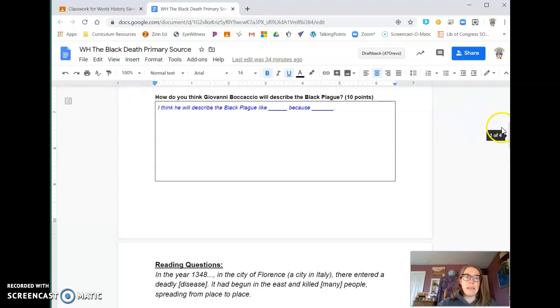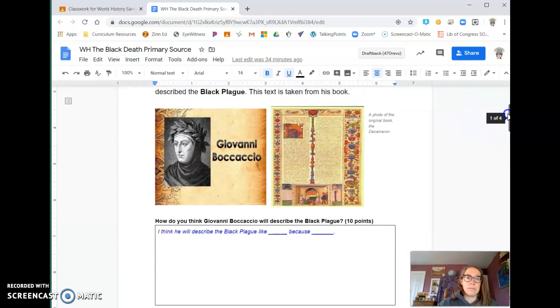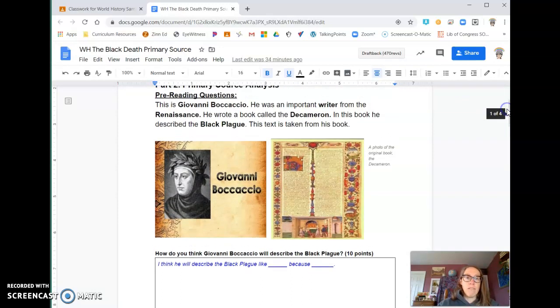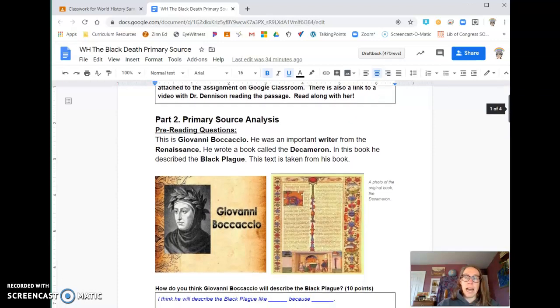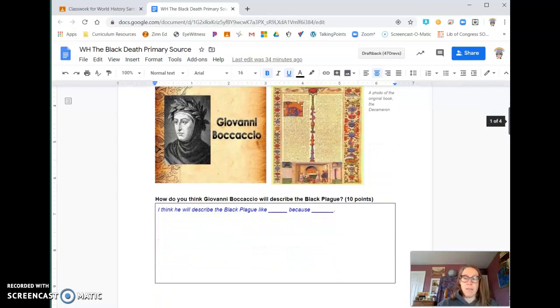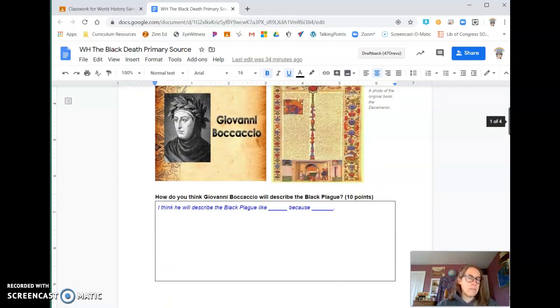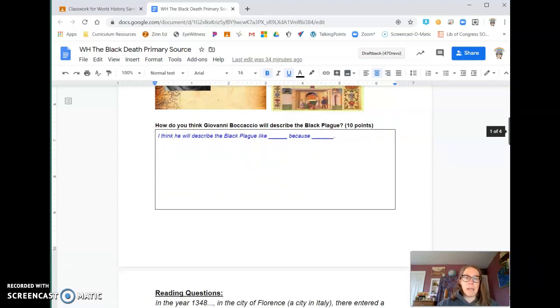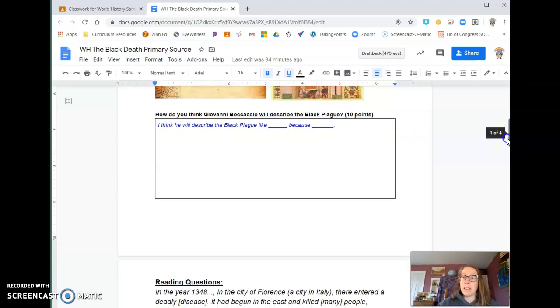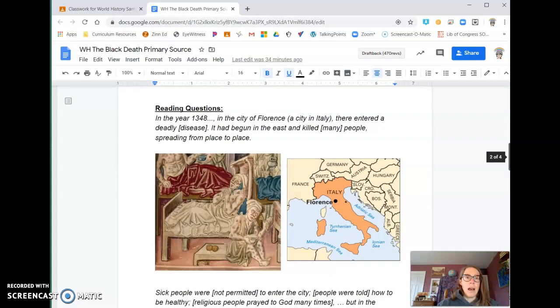So how do we think he will describe the Black Plague? We know from our background reading that the Black Death killed a lot of people. We know it traveled by what? Oh, that's right, the fleas on the rats via the trade routes. Okay, so how do we think he will describe the Black Plague? I think he will describe the Black Plague like blank because blank. And now would be a good time to pause and fill in your answers. I'm going to keep going.